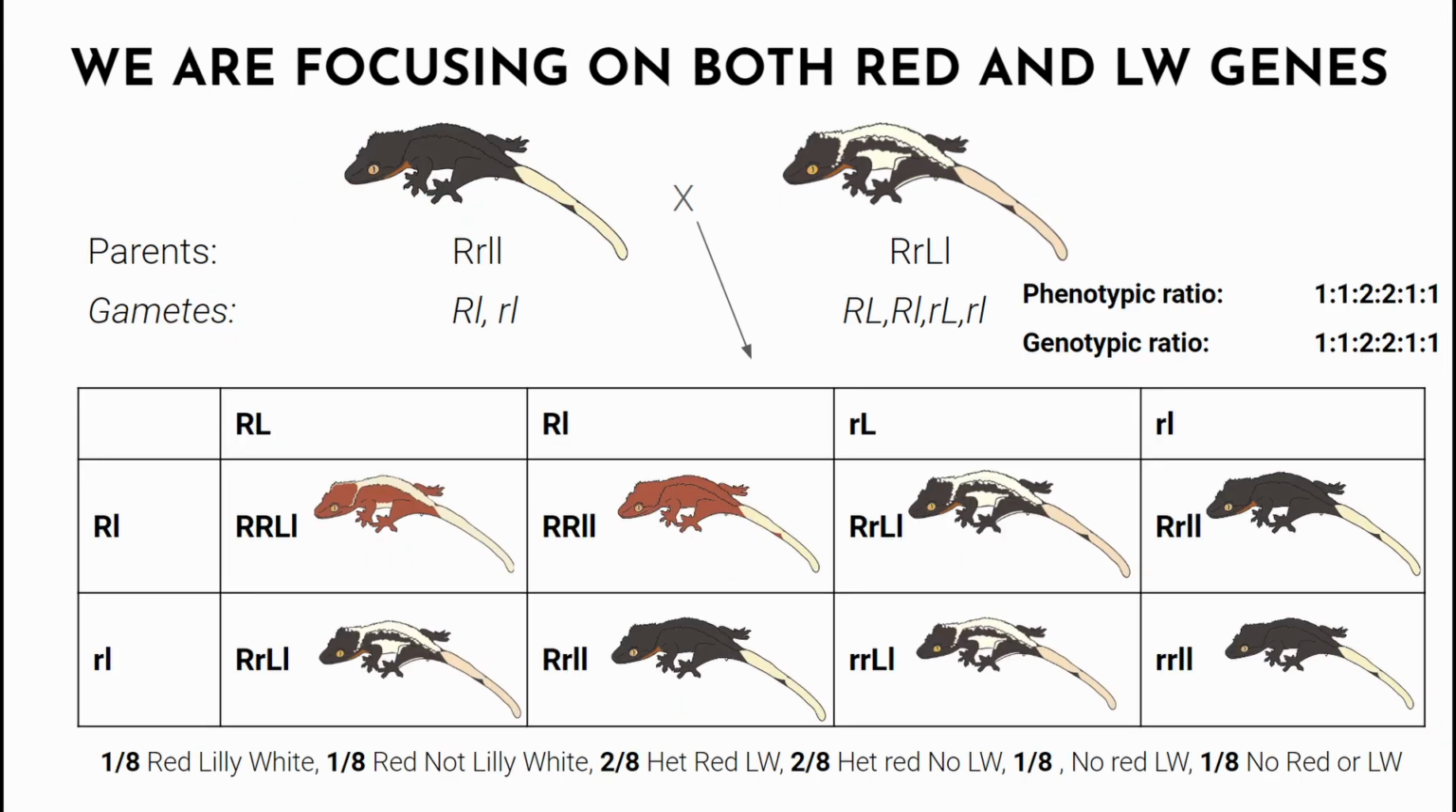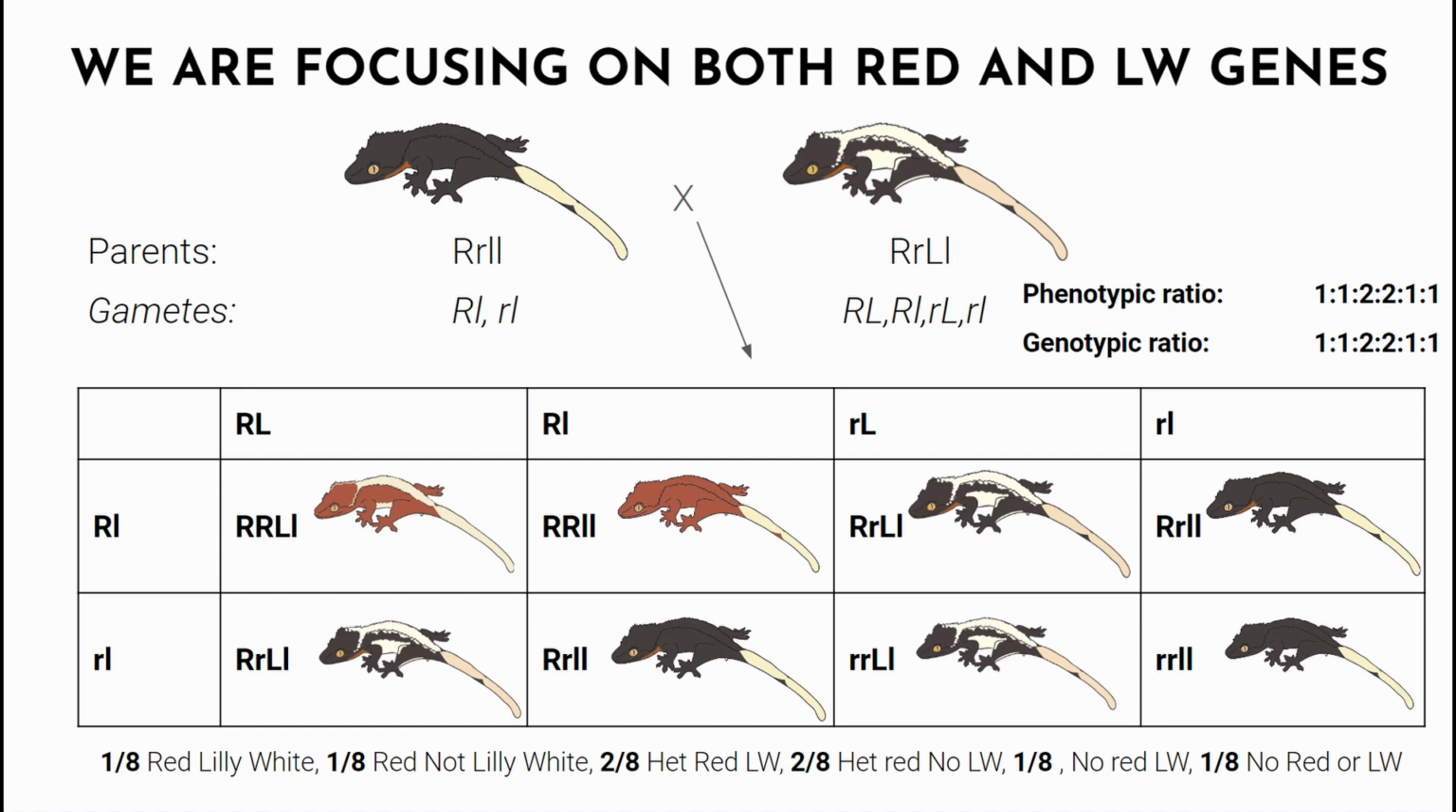white. When we pair a heterozygous red not lily white to a heterozygous red lily white, we have even more combinations. The gametes for the heterozygous red non-lily white are going to be big R, small l, and the gametes from the heterozygous red lily white parent are going to be big R, small r, big L, small r, small l. So we're going to put the gametes of one of the parents as rows and the gametes from the other parent as columns, just like we did before.